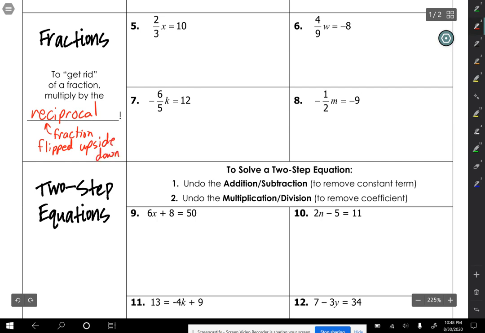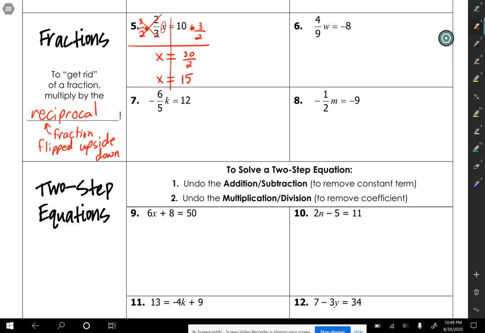Okay. So for example, in number 5, we have 2/3 times x equals 10. Okay. So to get x by itself, we're going to multiply by the reciprocal. So I want to multiply by 3/2 on both sides. Okay. Notice that, look, the 3's are going to cancel out and the 2's, leaving me with x equals on this side. Now 10 times 3 is 30 divided by 2. Simplify that out. x equals 15 for our final answer.